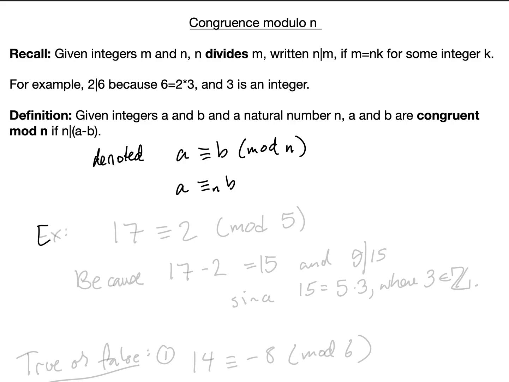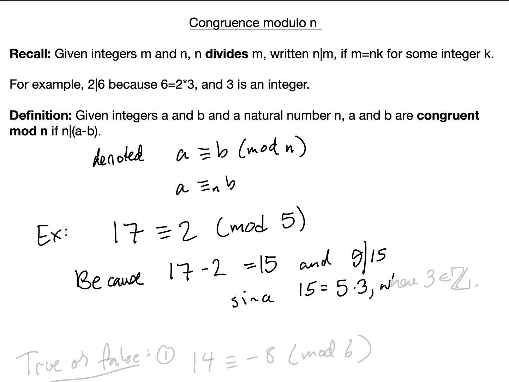So for example, if we look at 17 congruent to 2 mod 5, we see that that is a true statement because if we look at a minus b, 17 minus 2 is equal to 15, and 5 divides 15 since 15 is equal to 5 times 3, where 3 is an integer.